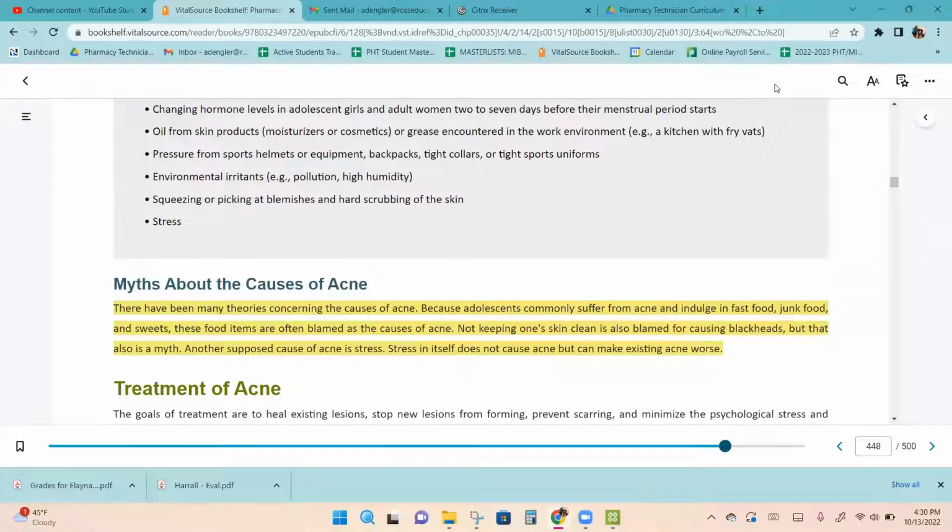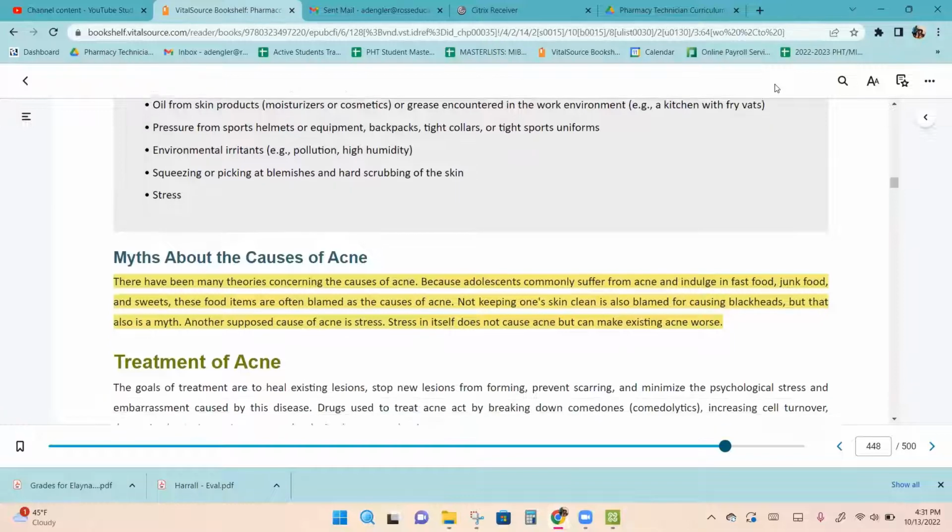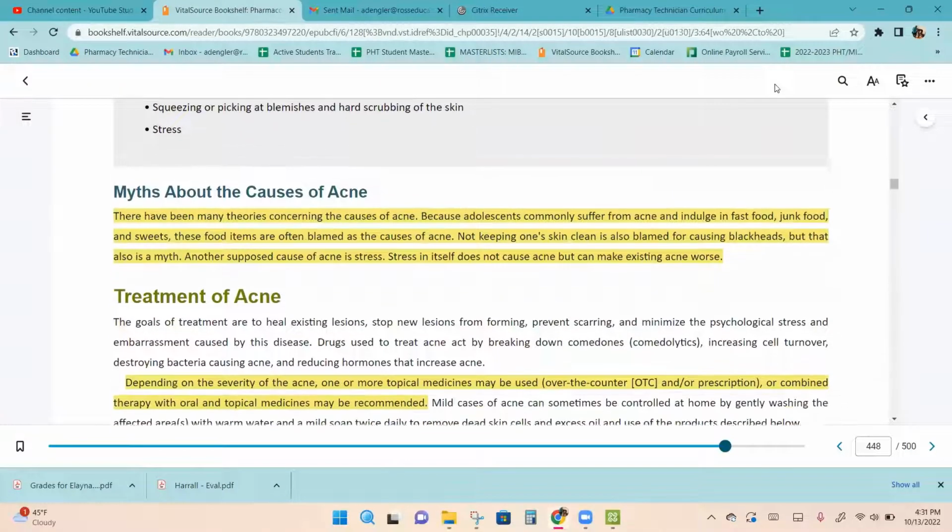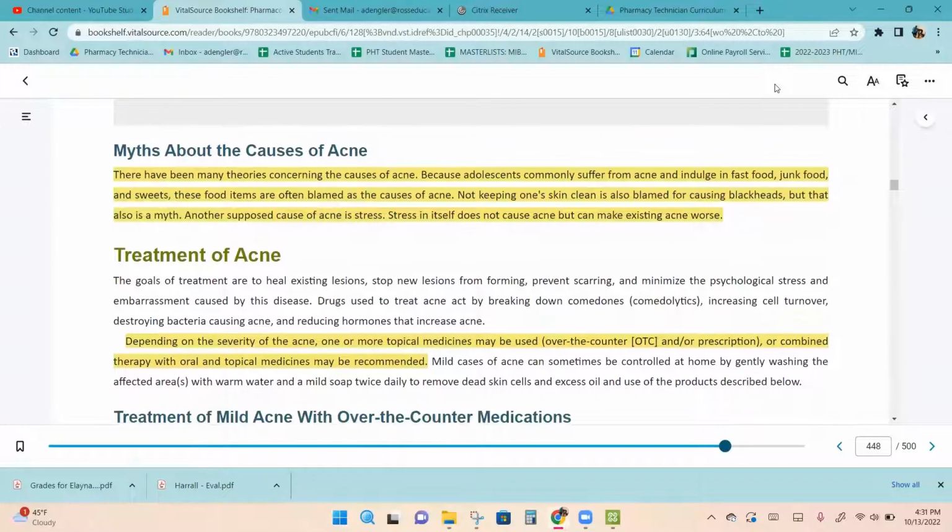Pressure from sports helmets or equipment, backpacks, tight collars, or tight sports uniforms. Environmental irritants like pollution or high humidity. Squeezing or picking at blemishes and hard scrubbing of the skin. And stress is another cause of acne.